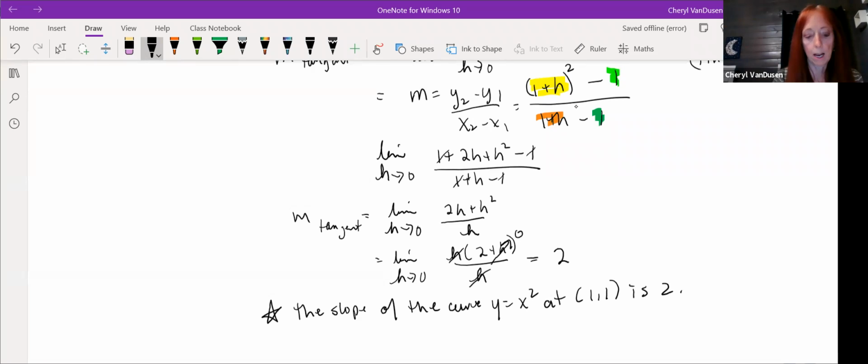So I want to jump into talking about how we do this in a little bit different manner. There are a number of different rules. If you have your formula sheet handy, you might want to pause this recording and grab your formula sheet out.